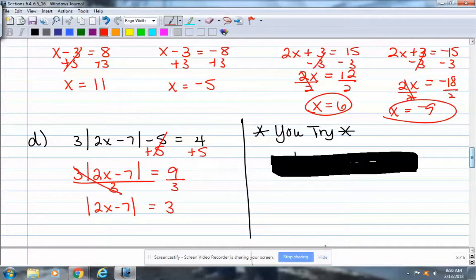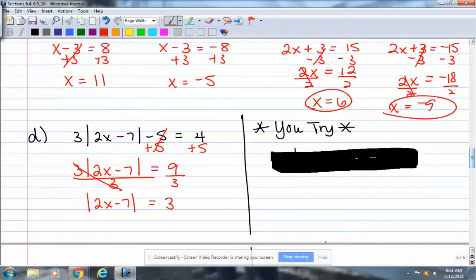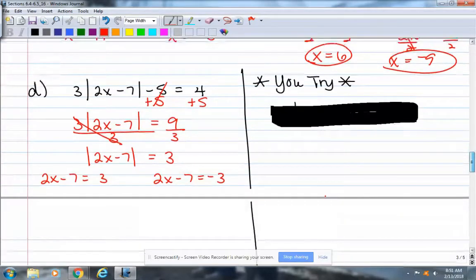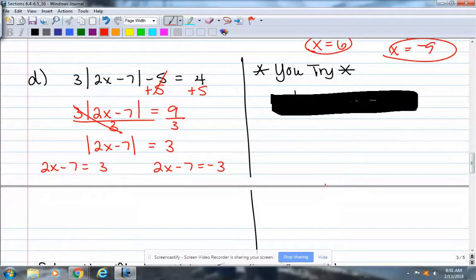All right. And now when you have the bars by themselves, then you can split it into two problems. Okay, so get the bars by itself, then you can split into two problems. So we're going to say 2x minus 7 equals 3. It could equal negative 3. And I add 7. 2x equals 10. Divide by 2. X equals 5.